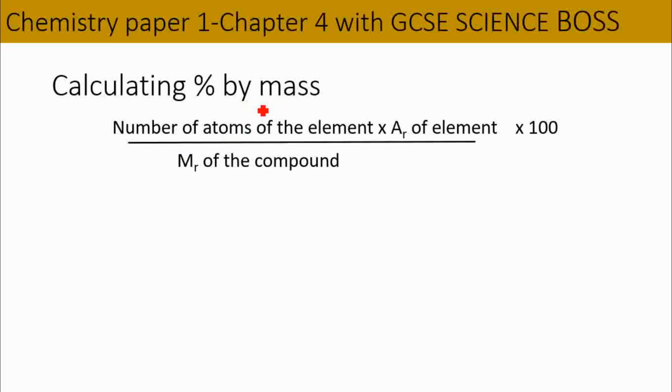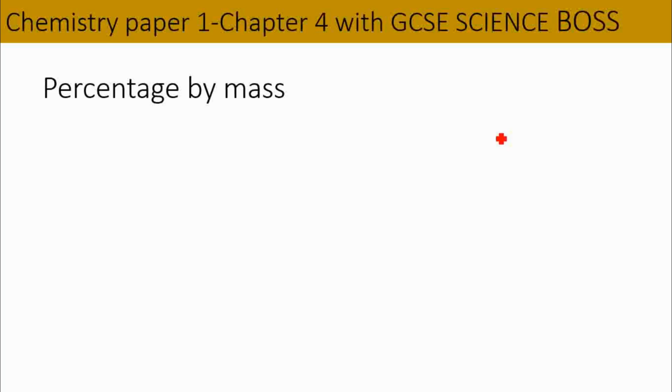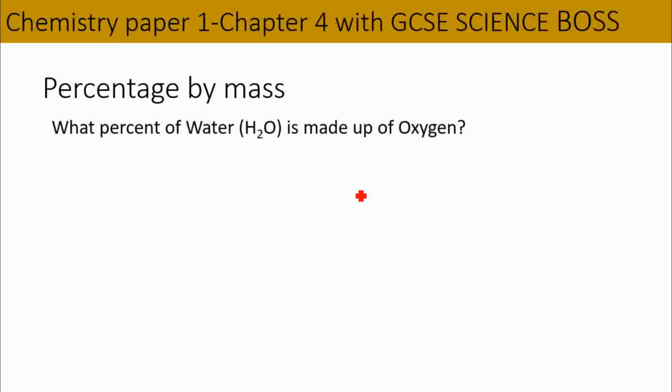And to calculate percentage by mass, it is the number of atoms of the element times the AR of that element, over the MR of the compound, which we've just done, and you're timesing all of that by 100. So here's an example that we're going to do. We're now going to be doing the percentage by mass of water.